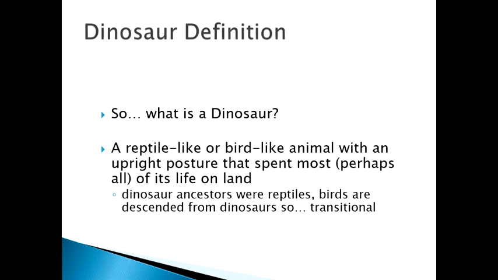Well, to start any class on dinosaurs, you need to begin with a definition. And the most general definition is that you're looking at creatures that are both reptile-like and also bird-like. Another important point is that they had an upright posture and they spent most or perhaps all of their life on land. And so, in a general sense, you could say that the ancestors of dinosaurs were reptiles. And we're going to learn that birds are certainly descended from dinosaurs, so we're looking at a transitional group. But let's go back and look at the whole idea of upright posture.